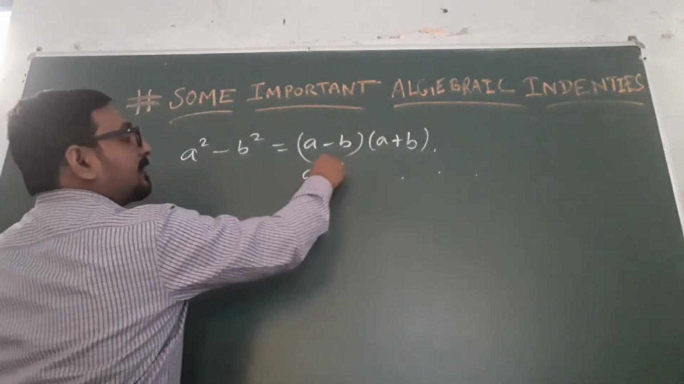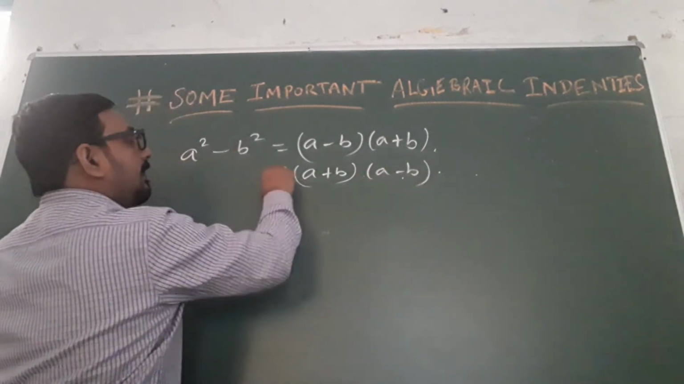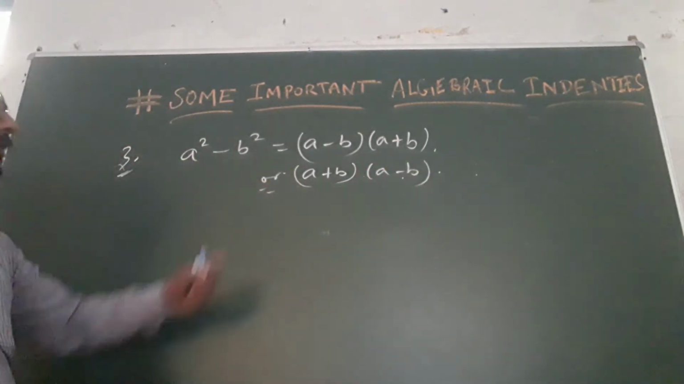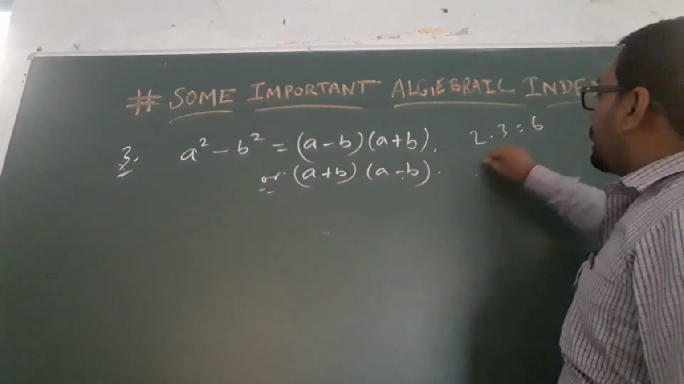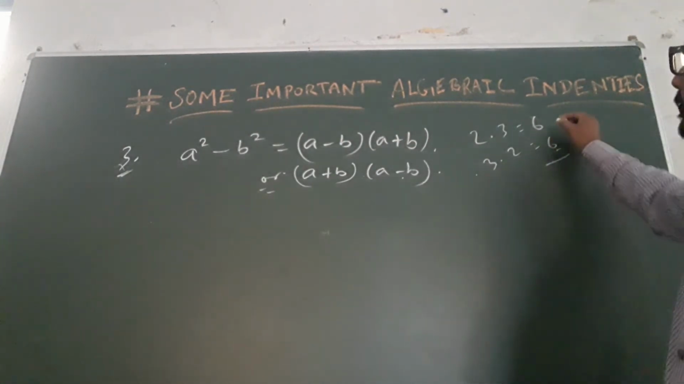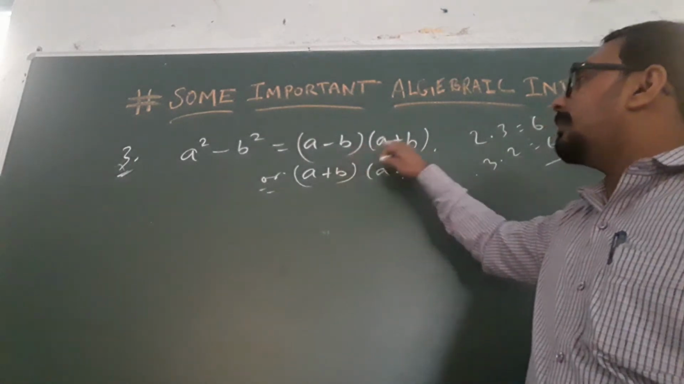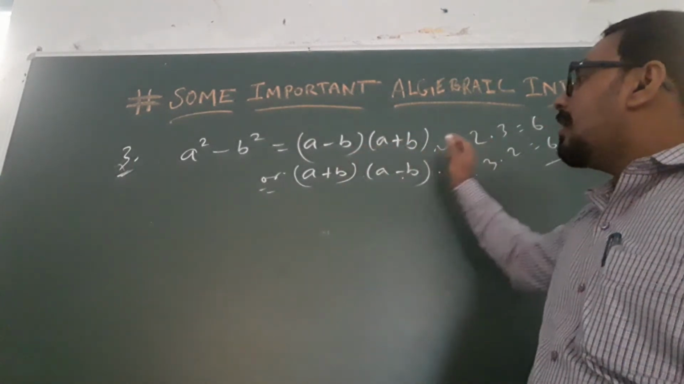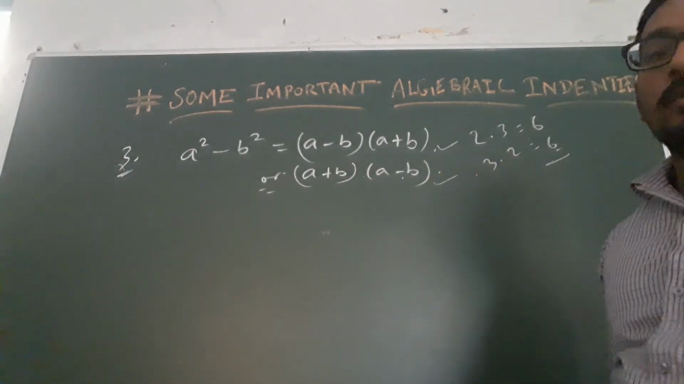Write as a plus b and a minus b also, because in terms of multiplication you can replace the position. As you know that 2 into 3 is 6 and 3 into 2 is 6, so there is no problem, both values are equal. So a minus b multiplied with a plus b is also true, and a plus b multiplied with a minus b is also true. How?